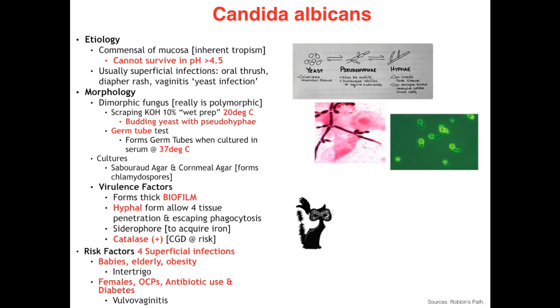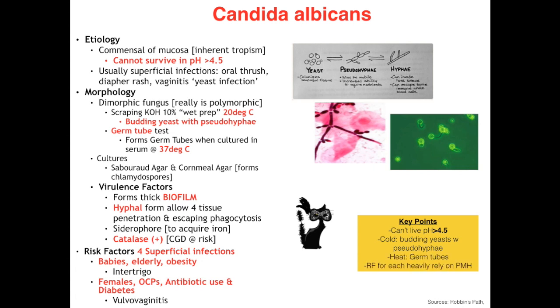Remember, Candida can't survive in a pH above 4.5. In the cold, she shows budding yeast with pseudohyphae, and in the heat, she forms germ tubes. And the risk factors for the two pathologies heavily rely on the patient's past medical history.